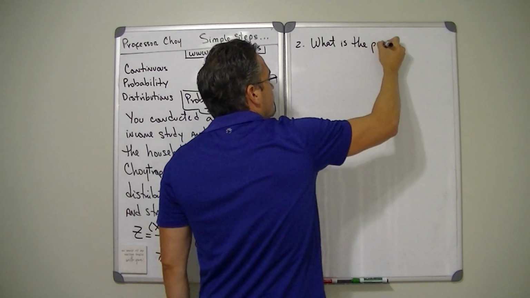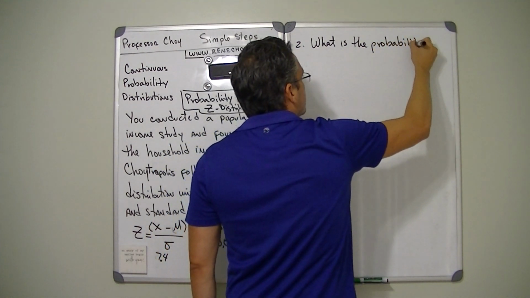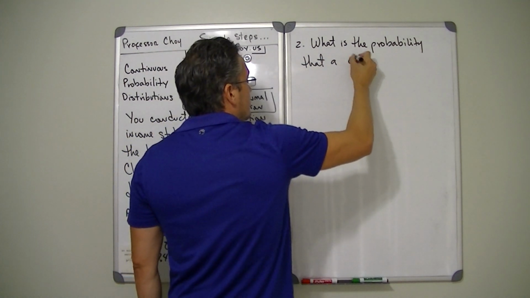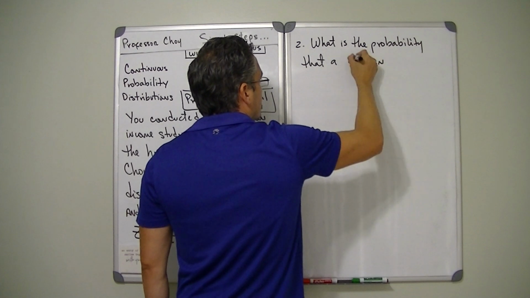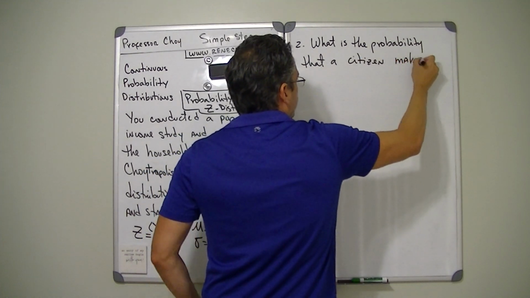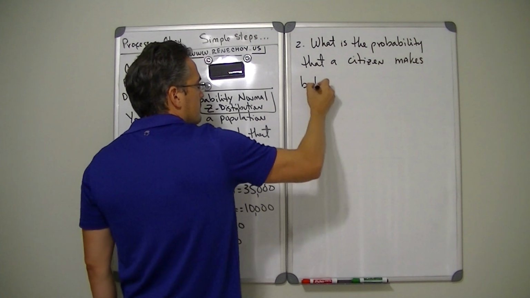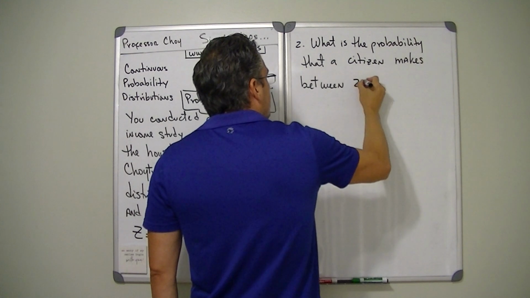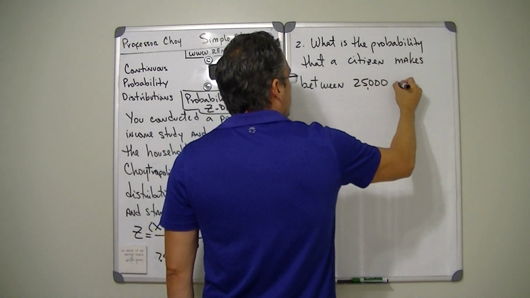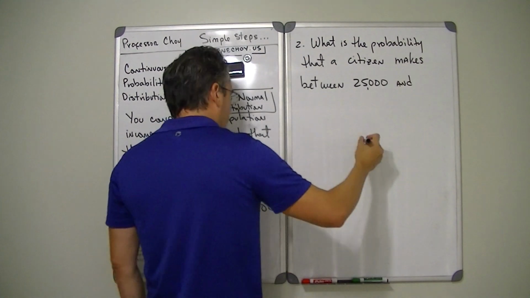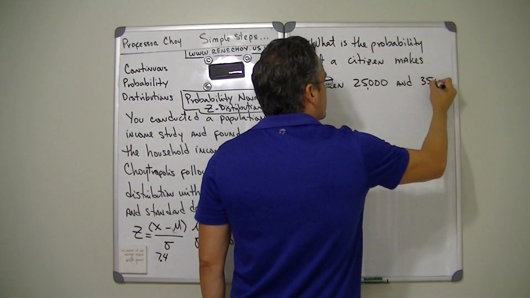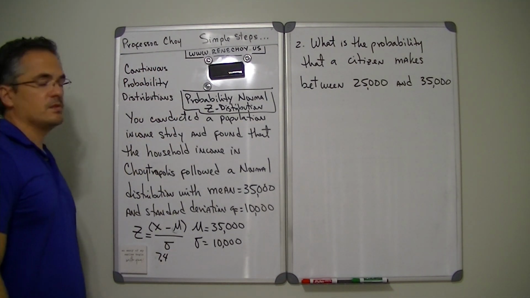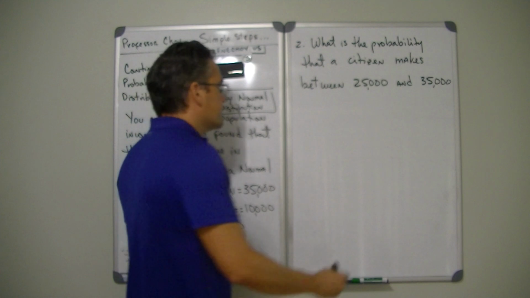What is the probability that a citizen makes between, let's call it, 25,000 and 35,000? Okay? So what's the probability that a citizen makes between 25,000 and 35,000?